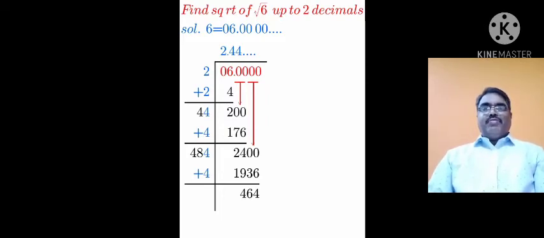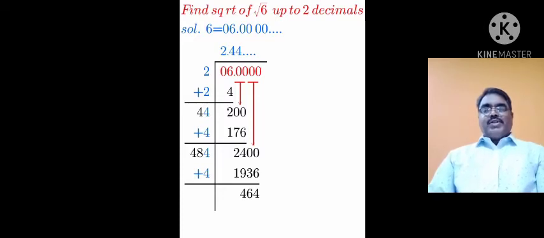Children, do remember that we must take 2 equal numbers here in this place. So we are taking 4. Multiply 44 into 4. You get 176, which is less than 200. Subtract 176 from 200. You get 24 here. Bring down 2 zeros. 2400 is a new dividend. Here on the divisor side, add 44 plus 4, you get 48 and continue the same procedure.